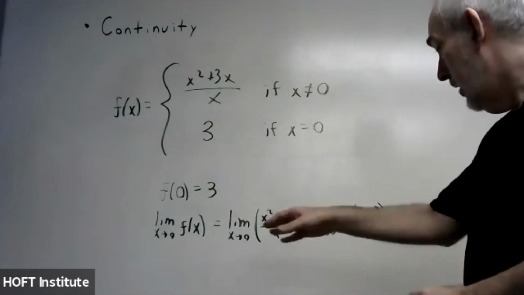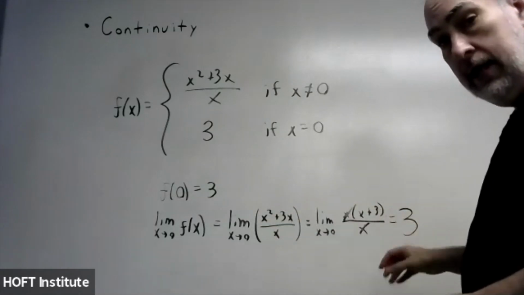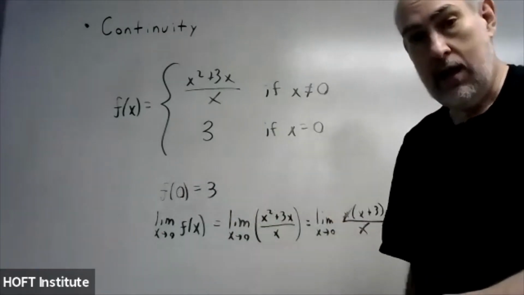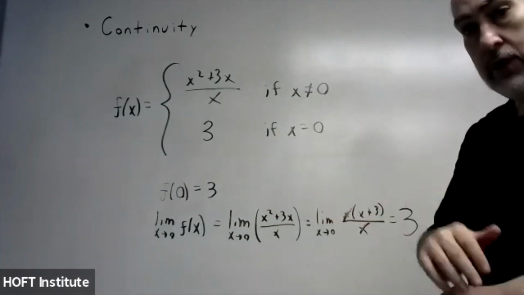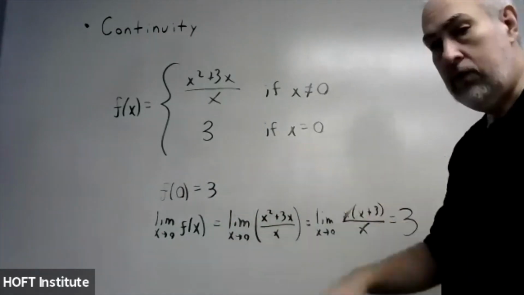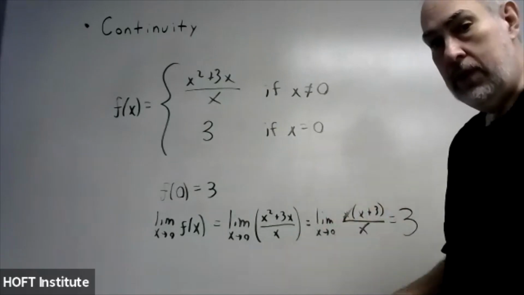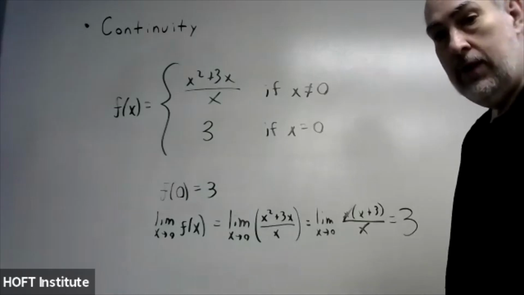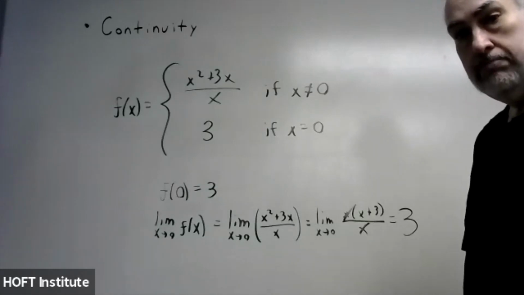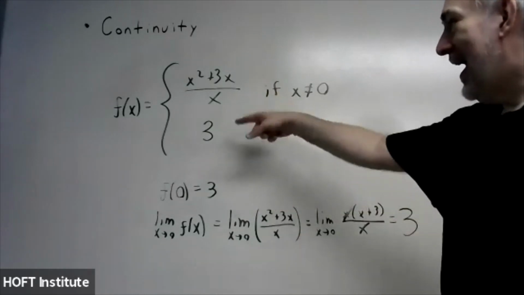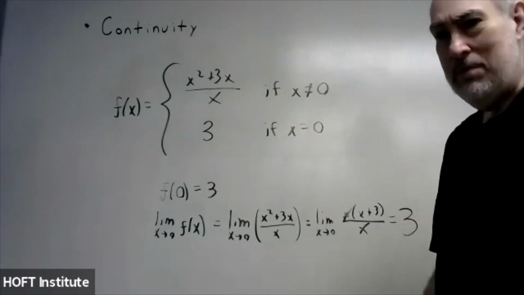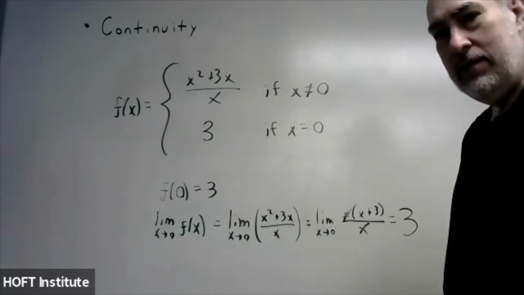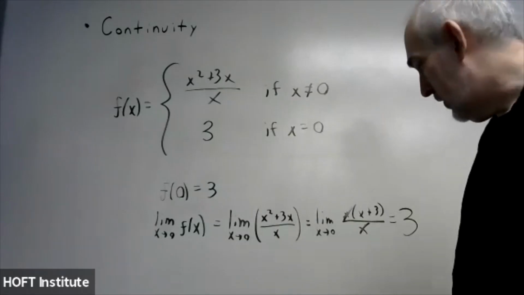The limit exists, and it's the same as the point, f of 0, and that's the third criterion. So f of 0 existed, the limit existed, and they're both the same value. So this function is now continuous at x equals 0. So just by adding in one little point, we managed to fix the whole problem and made it continuous, which is interesting.